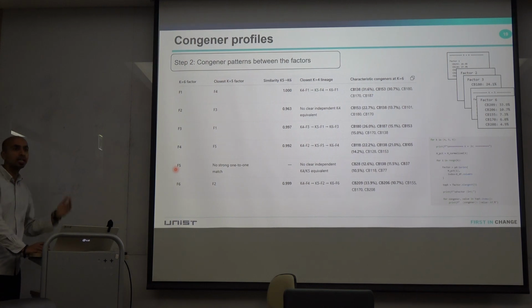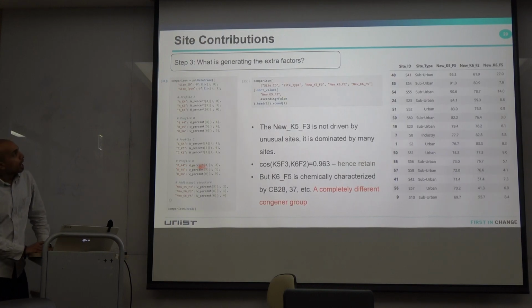That's all. Don't leave the number of factors to chance. We need evidence at every step to find out why we chose k equal to 6. That's what we are doing here. Now we will compare. The new K5F3 is not driven by unusual sites. So I get a site type portfolio, right? What site is affected by those 3 new factors that I did not see in 4, correct? The new K5 factor is not driven by unusual sites. So which means either I retain the 6 one, or I'll find out what is the completely different group.